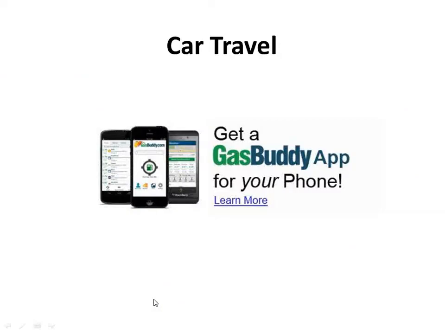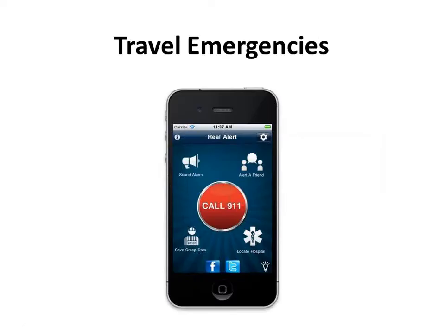So let's get back to our show here. Travel emergencies. Now there's a few neat tools here. Real Alert is an app that actually has an alarm on it. If you're walking back to the parking lot at night, alert a friend, locate a hospital, call 911. This is something that's worthwhile.